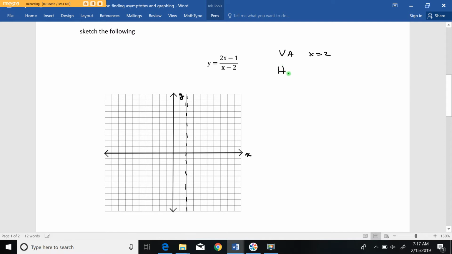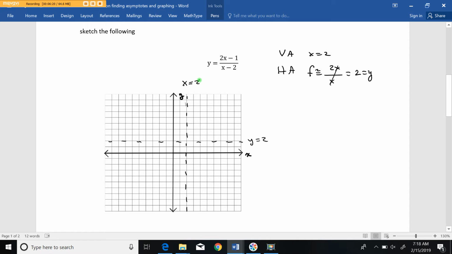Okay, horizontal asymptotes. For large values of x, this function is approximately 2x up top and x in the bottom, because for large values of x, 2x is way large compared to the minus 1. We can just lop that off. The same thing with the 2 in the bottom. These cancel, so we end up with 2. So y equals 2 is a horizontal asymptote. Let's go ahead and put that in there. So we got x equals 2 and y equals 2 for this guy.